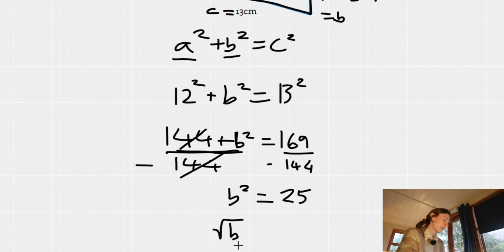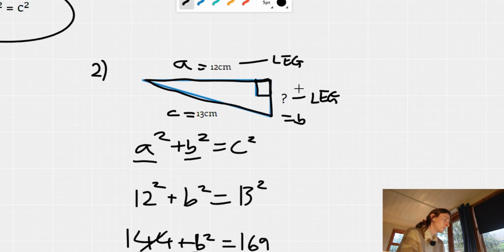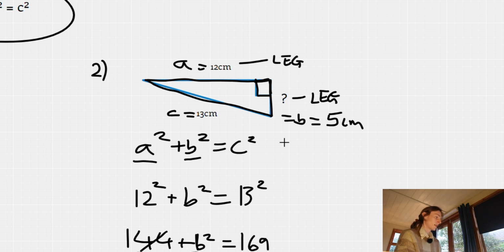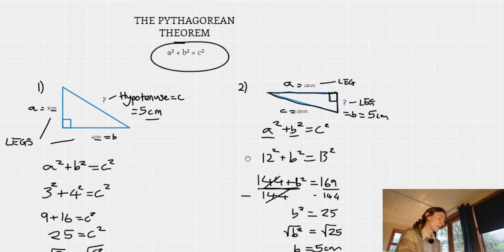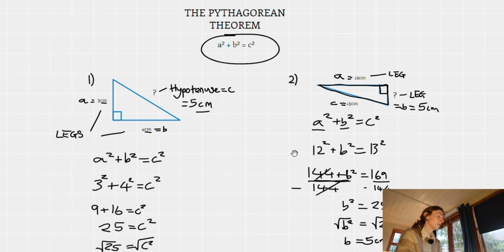Now we square root each side because we want to get b by itself, not b squared. And our answer is 5 centimeters once again. So we can write it up here that b is 5 centimeters. Perfect. Now those are two examples of using the Pythagorean theorem in a question. One where we're simply filling out and one where we have to do a little bit of rearranging. I hope that is helpful.